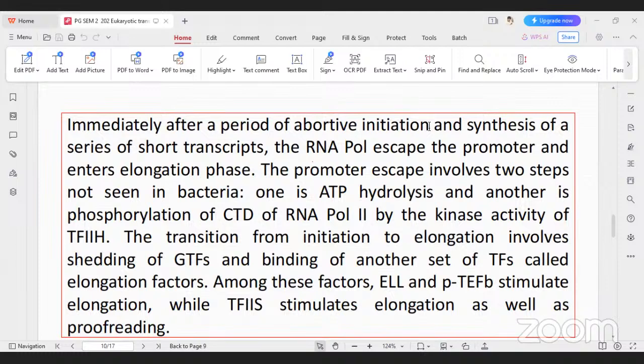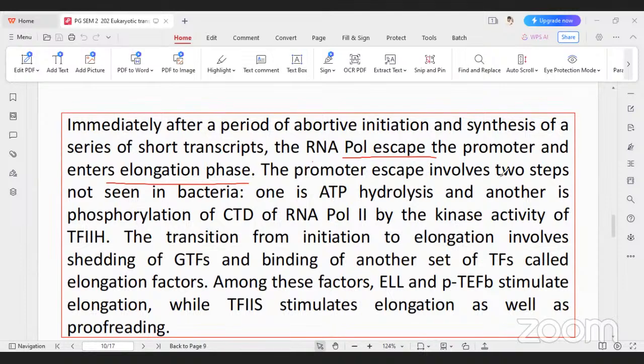Immediately after a period of abortive initiation and synthesis of a series of short transcripts, the RNA polymerase escapes the promoter. In initiation, the RNA polymerase is exactly at the promoter site. Now it moves forward toward the downstream. Don't get confused between upstream and downstream. Downstream is the forward direction. When it moves towards the downstream, it automatically enters the elongation phase.